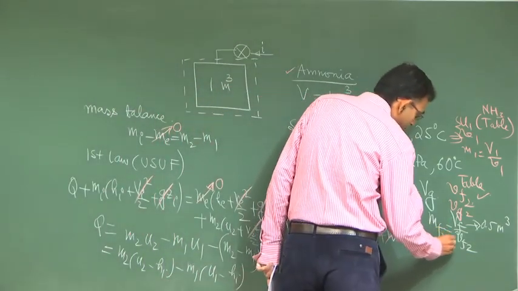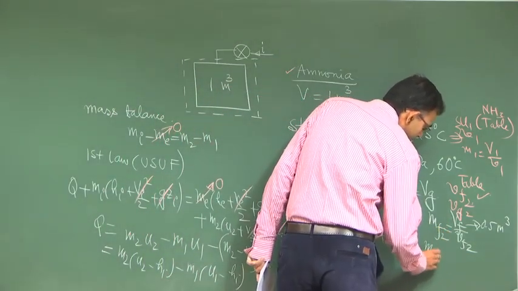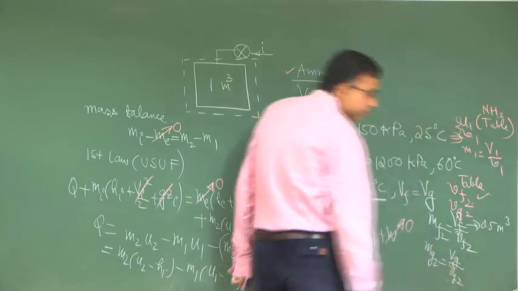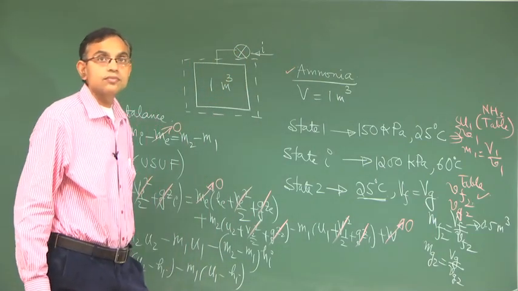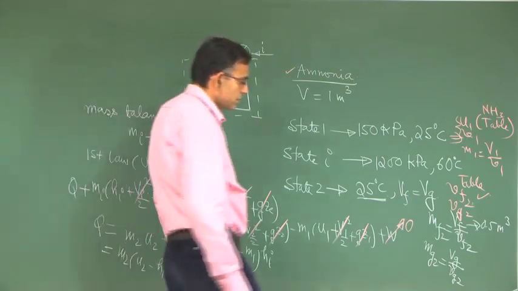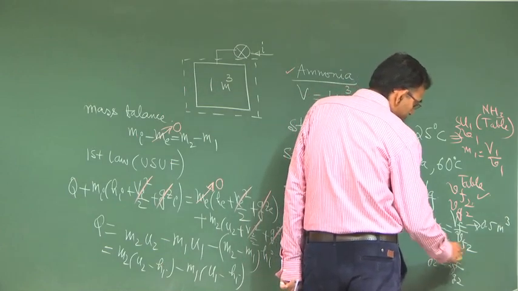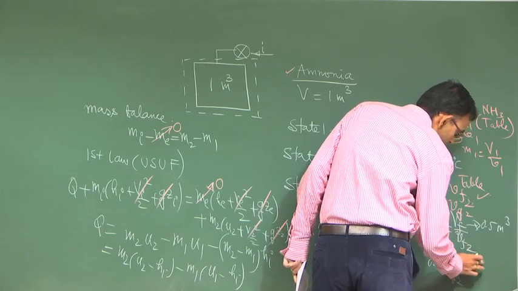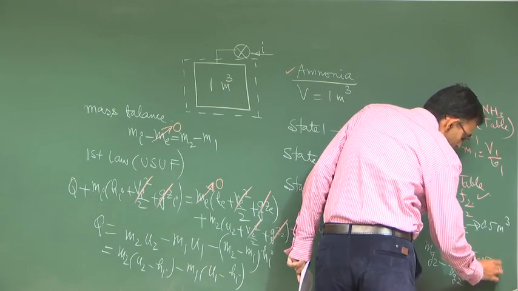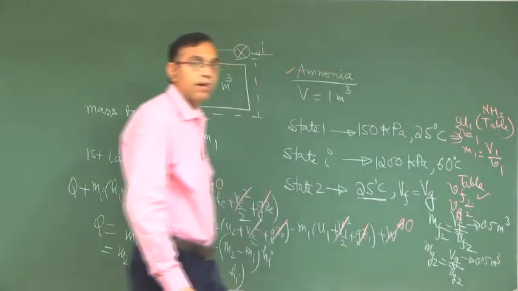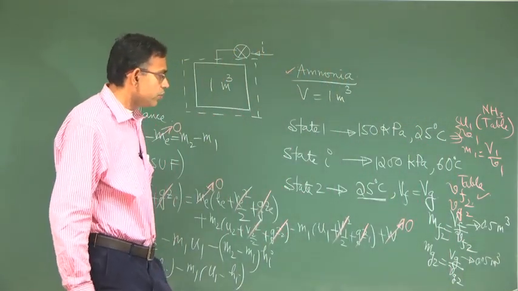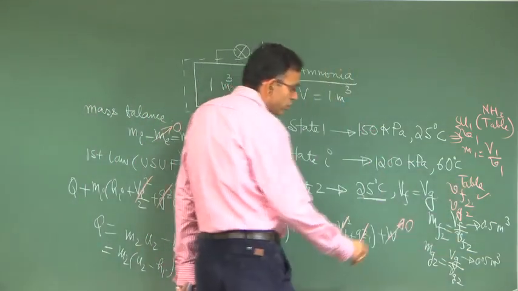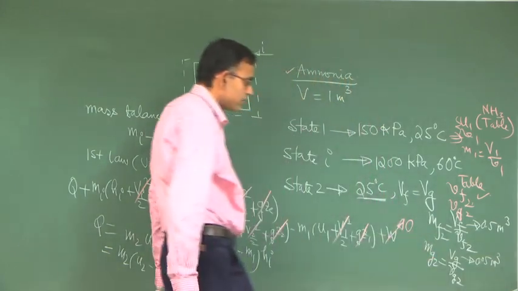And this is Mf2, and what is Mg2? This is Vg by Vg2, and Vg2 you get from the table. So, you know what is Mf2 and Mg2. So, what is M2?